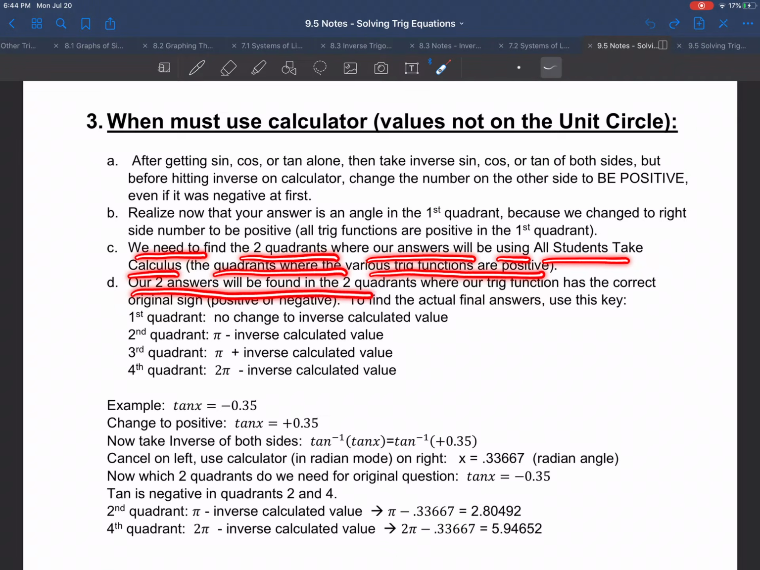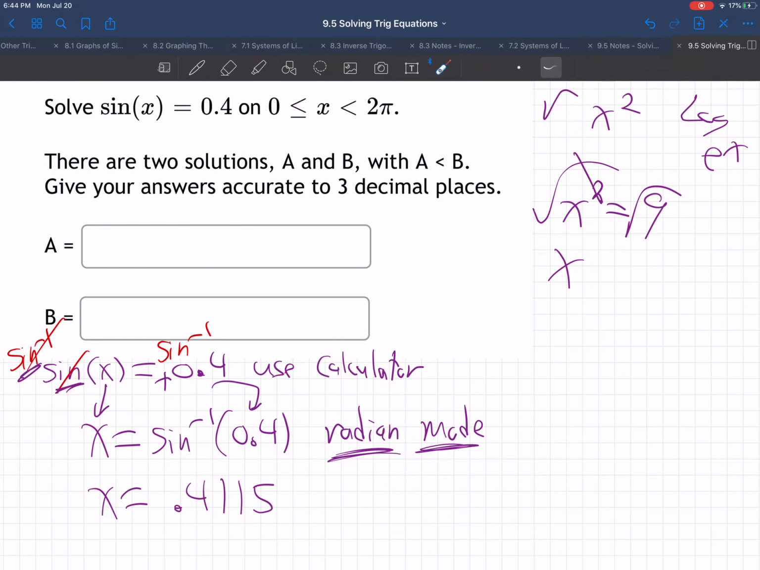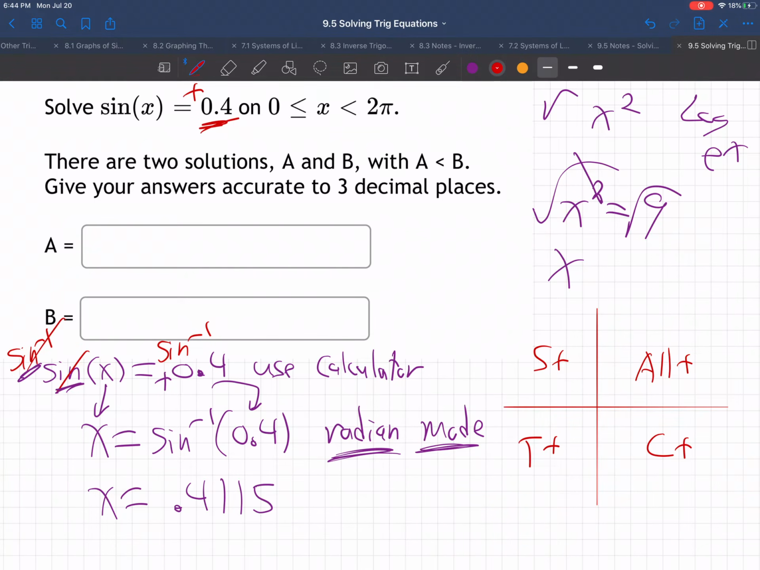Our two answers will be found in the two quadrants where our trig function has the correct original sign, positive or negative. Okay, let me see if I can make sense out of that for you. So we're trying to solve this problem. Let me go over here, do a little axis system, where the sign is positive. So let's remember all students take calculus. That's how we know which trig functions are positive in which quadrants.